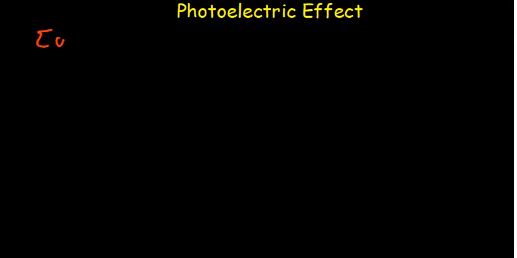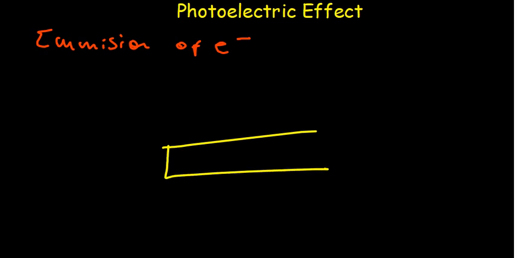Let's talk about the photoelectric effect. The photoelectric effect involves emission of electrons. We have emission of electrons from a metal surface when light strikes it. So, when you have a metal surface and light striking this metal surface like that.